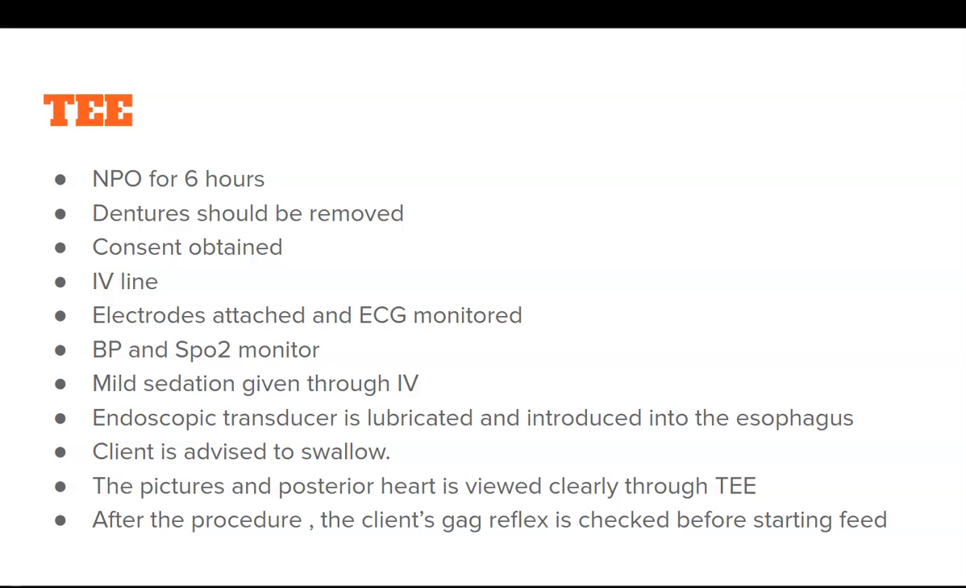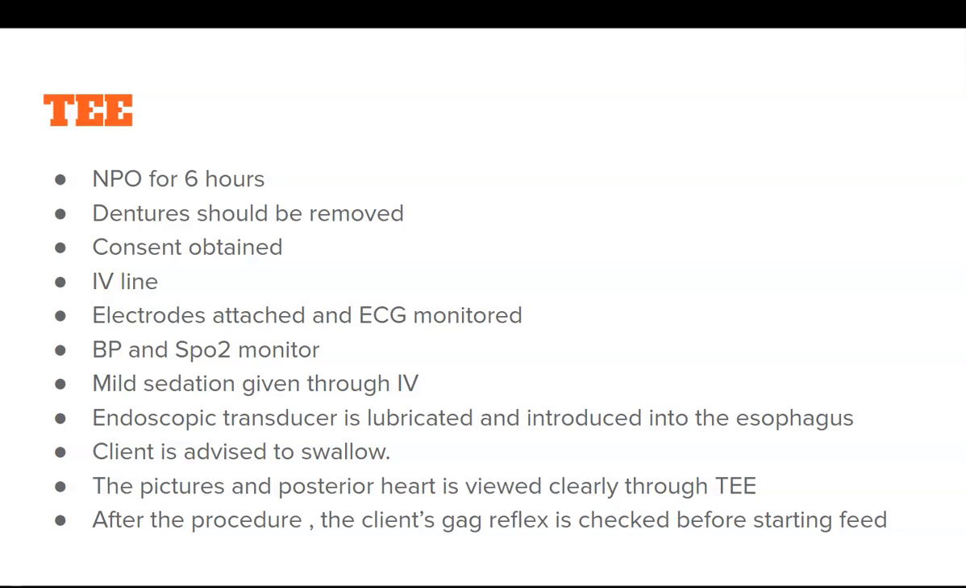Electrodes are attached and ECG is monitored, because the probe may irritate the heart at any moment as you are going inside the body, the esophagus. So what happens, the heart may be triggered and arrhythmia, an abnormal rhythm, may occur. So the patient has to be monitored with ECG. Blood pressure and SpO2 have to be monitored. Mild sedation is given through IV. That's why the IV line is prepared.